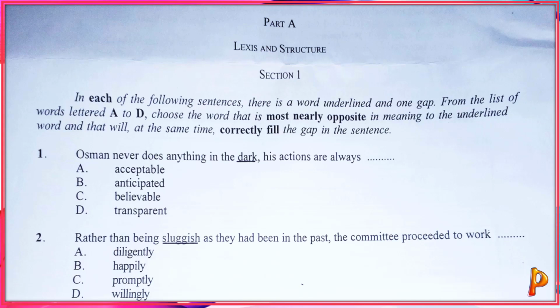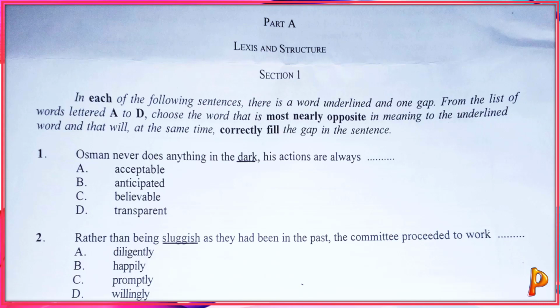Question 1. Osman never does anything in the dark. His actions are always dash. A. His actions are always acceptable. B. His actions are always anticipated. C. His actions are always believable. D. His actions are always transparent. The correct answer to this question is answer D. Osman never does anything in the dark. His actions are always transparent.